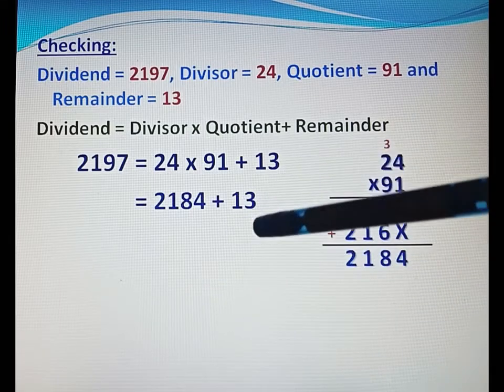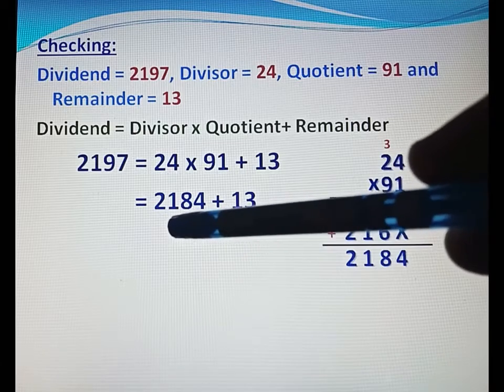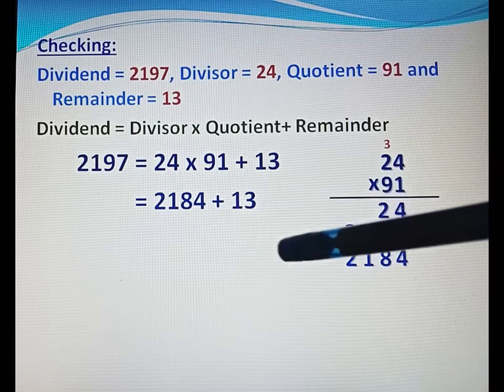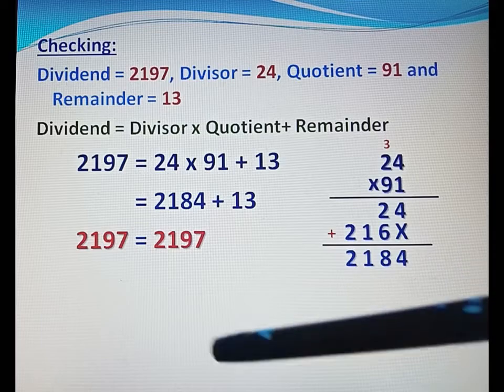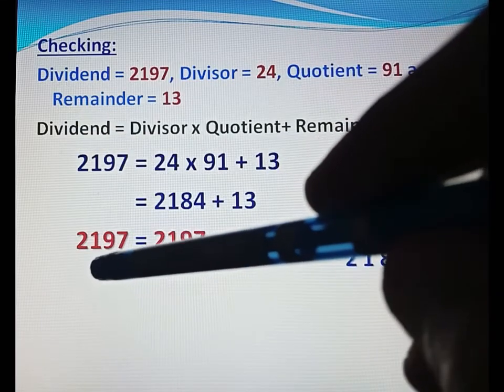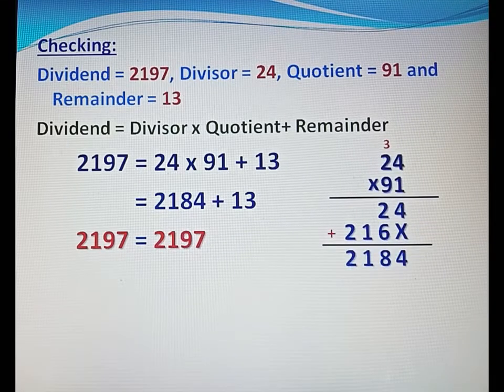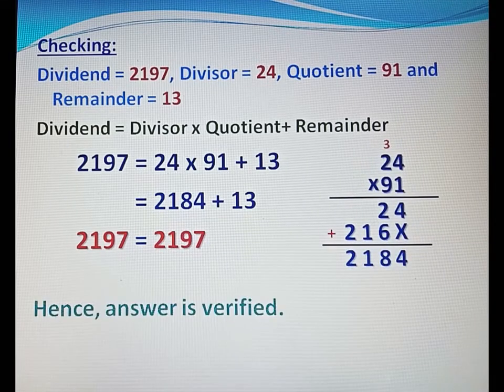2184 plus 13, and then we will do addition. 2184 plus 13 equal 2197, and dividend equal 2197. Both are equal, hence answer is verified.